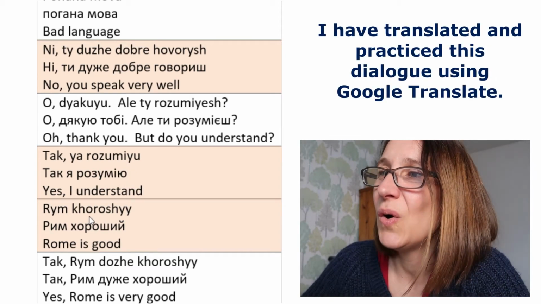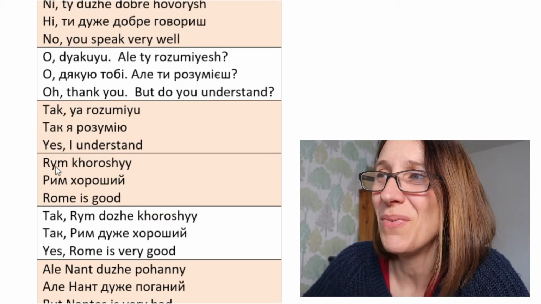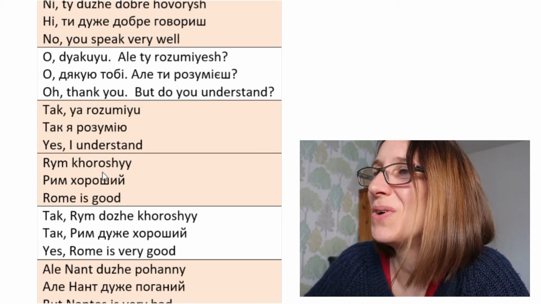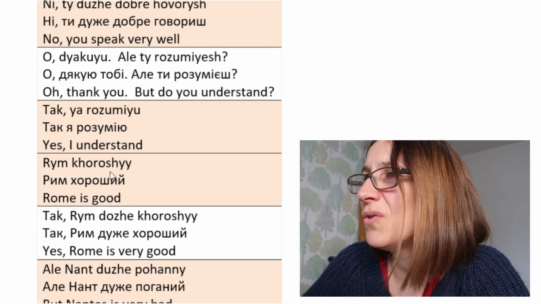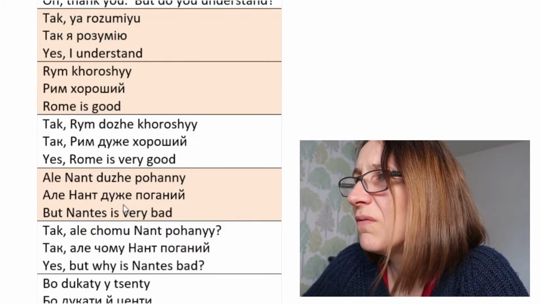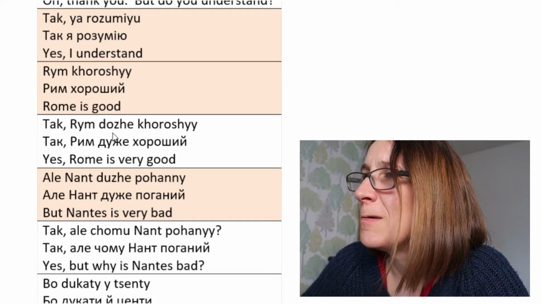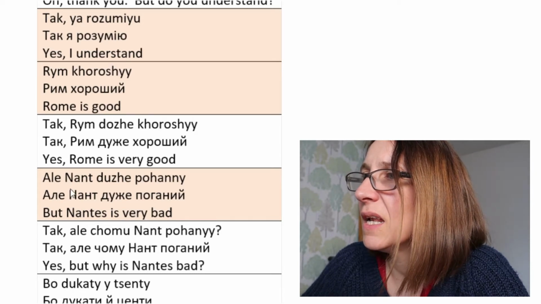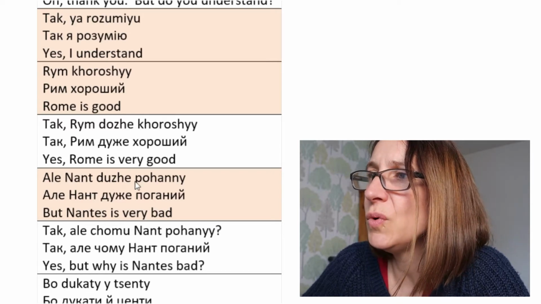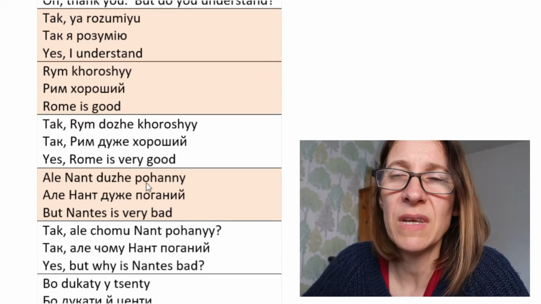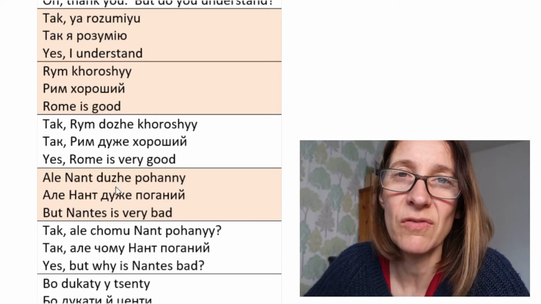Rymy хороші. Okay. Tak. Rym dobrze. Is that the word for very? Dobrze. Ale nant duże. That was the word I thought was very. Duże. So there it's changed. Must be something to do with the structure of the word.